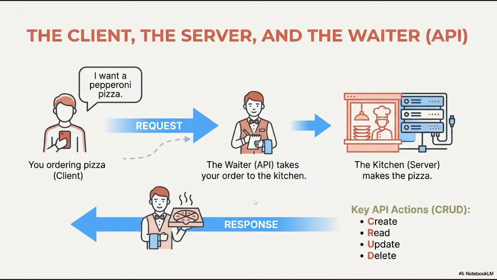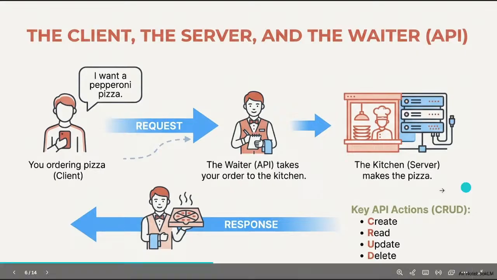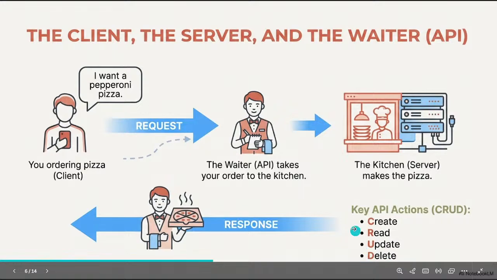As we already discussed, the key API actions are called create, read, update, and delete. API can do actions like creating users, for example, reading the user data, updating the data, and deleting the data. These are the core operations.